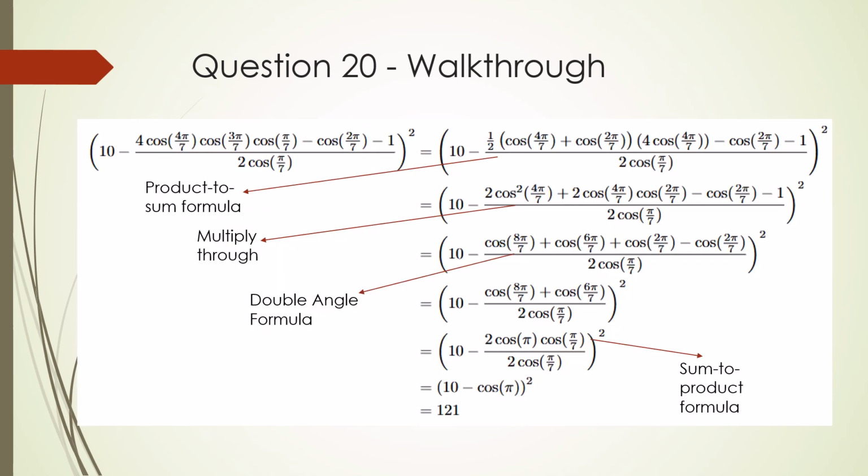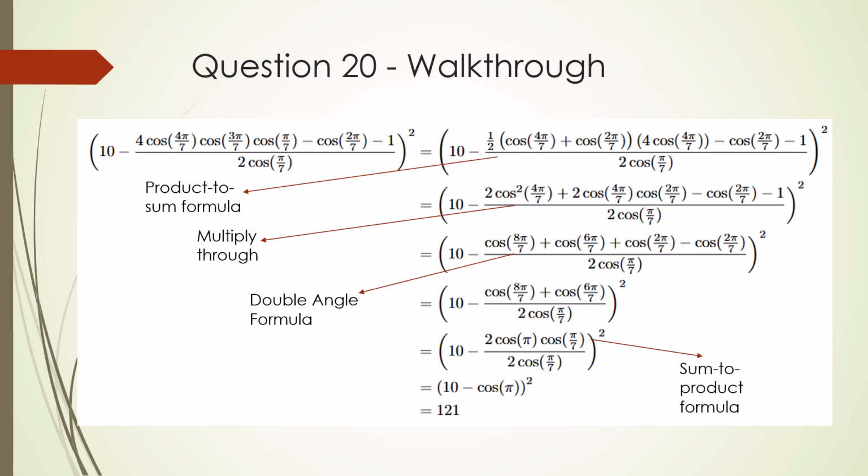Hello. So we'll continue the walkthrough of this question. So we start with the original question, right? And then what I first do is I look at the cosine 3 pi over 7 times the cosine pi over 7 term. And then since it's a product, I want to convert it to a sum. And the best way for me to do that is by the sum to product formula. And that's what I do. So the 4 cosine 4 pi over 7 stays the same, but then the cosine 3 pi over 7 times cosine pi over 7, I rewrite using the product to sum formula as such.